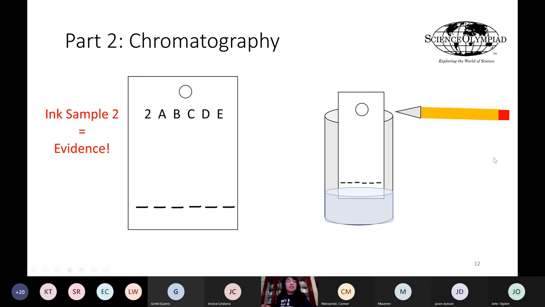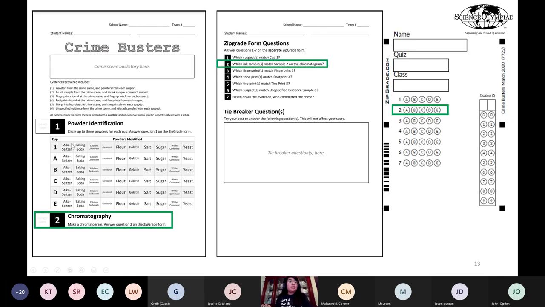But the main thing with the chromatography portion is that you have to make sure your students know what to do with this. This is another aspect of the event where students may not be familiar. So I highly suggest practicing them putting the pencil through a chromatography paper punched with a hole, and then having them place the paper within a cup of rubbing alcohol so that the rubbing alcohol is right below where the ink samples are placed. In terms of the answer sheet, really what we have to focus on is making sure that your students fill out which ink sample with the suspects A through E corresponds to ink sample two, and they'll bubble it in as question two on the zip grade sheet.